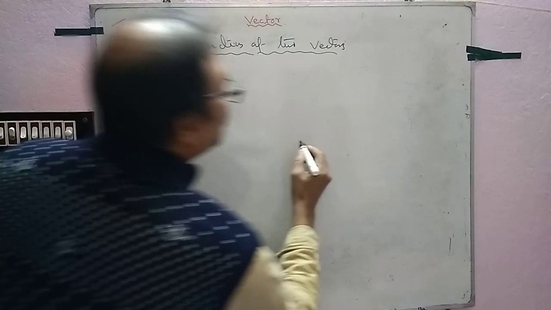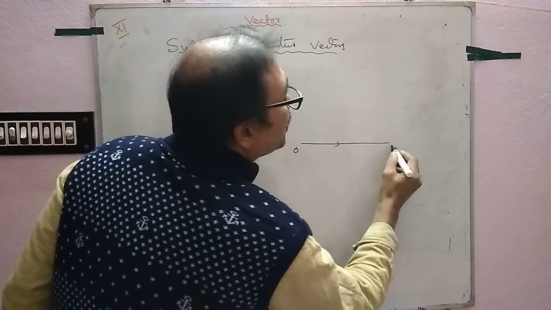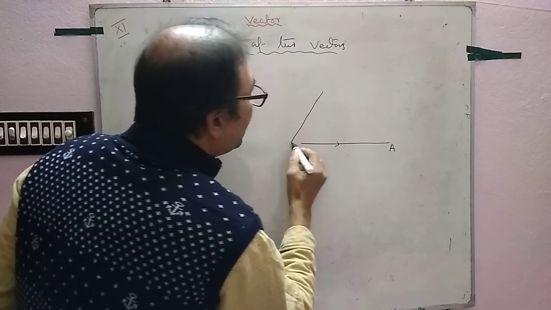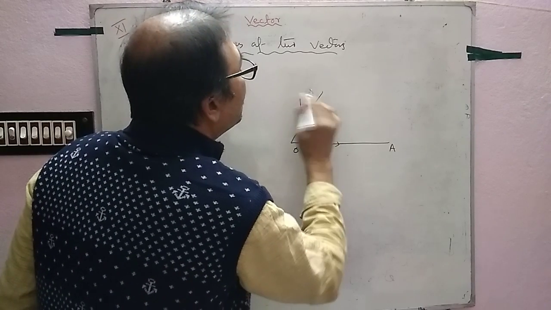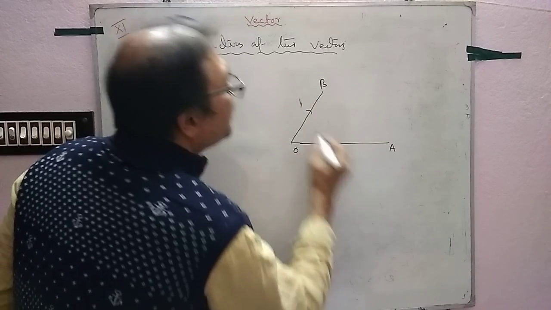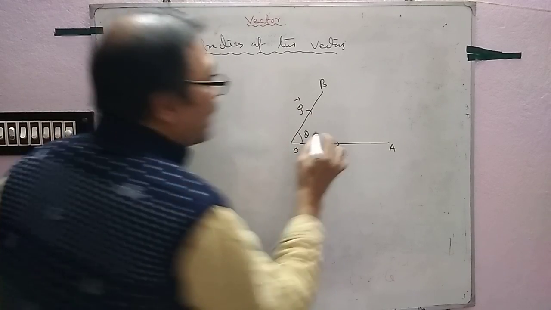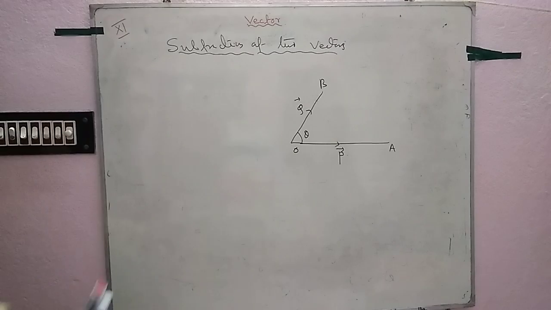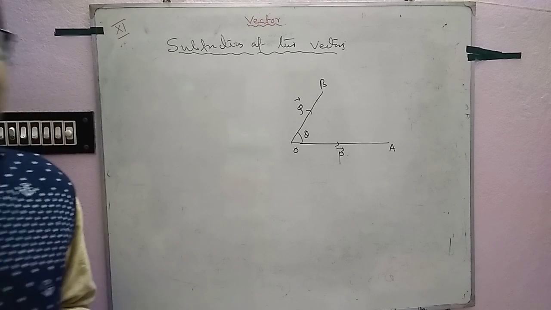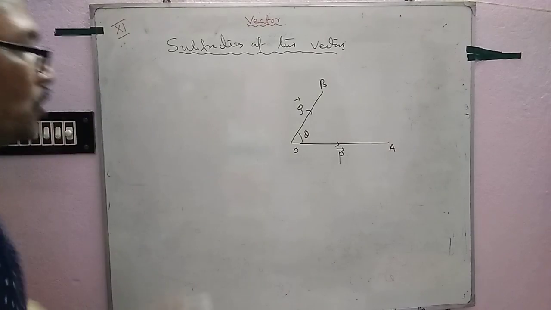Now follow, this is OA, a vector, and OB, another vector. This is vector P and this is vector Q. The angle between them is theta. P and Q vectors are acting towards A and OB, and the angle between them is theta. Now we have to subtract Q vector from P.